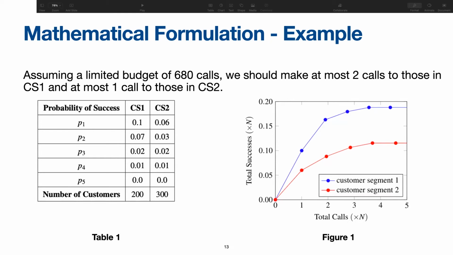Why exactly? So again, if we look at the probabilities, it's ideal if we look at customer segment 1 first, because the probability of having a success on the first call is the highest, it's 0.1. So once we allocate those calls, we could update the gradients. The gradient is now 0.07, and it's still higher than making 1 call to customer segment 2. So we make our next call to customer segment 1, after which the next best possible step we could take is allocating calls to customer segment 2. So that's why we allocate 2 calls to customer segment 1 and at most 1 call to those customers in customer segment 2.